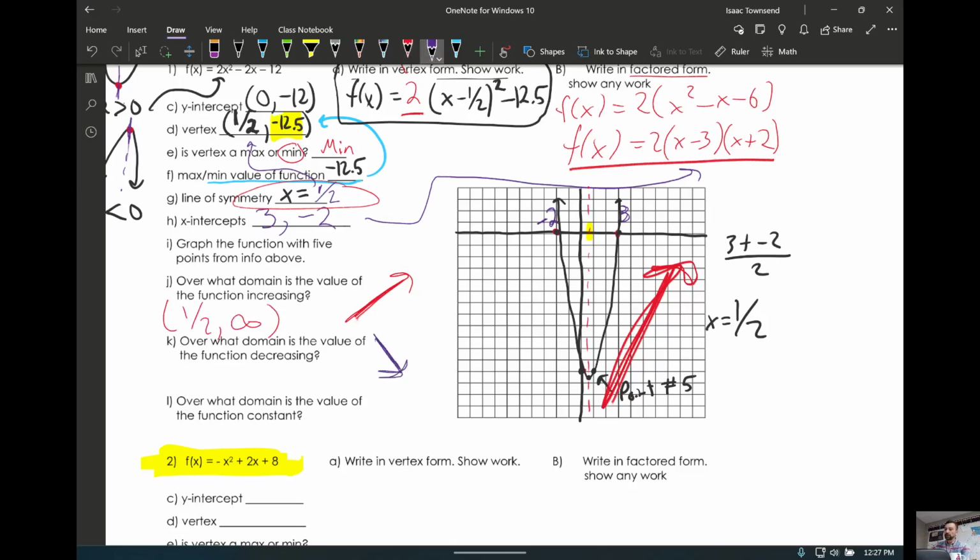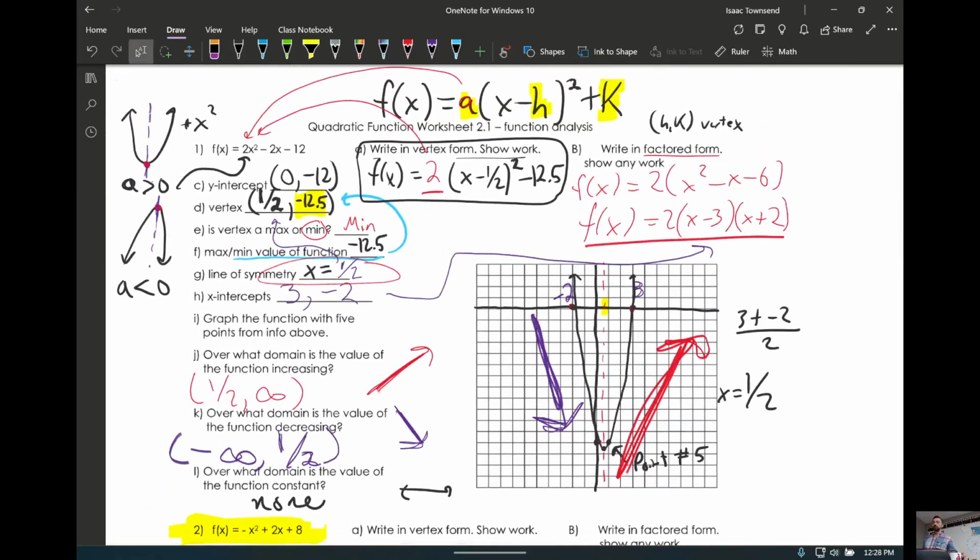Decreasing is a way to describe when the graph's going down. Again, when, so that's x values. It starts going down all the way to the left, and it keeps going down till you get to x is 1/2. And then constant is where your graph is flat for a moment of time. Quadratics don't have a constant section. They're either going up or down to the vertex, and then they're doing the opposite after the vertex.